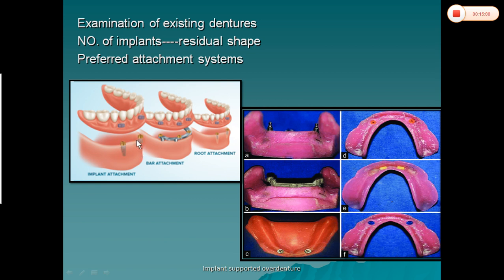Attachment, these are ball attachments. Whereas here, over the implants in the mandible, bar attachments are placed. These are magnets. See, implants are placed and this attachment is known as ball. This is in the form of ball attachment. This is bar attachment. These are magnets.